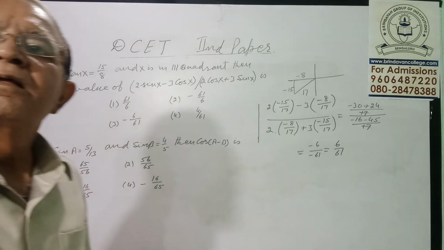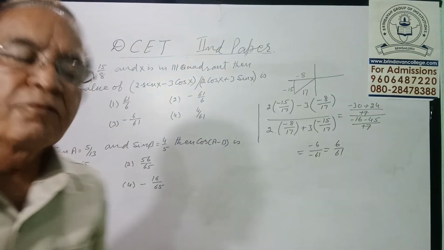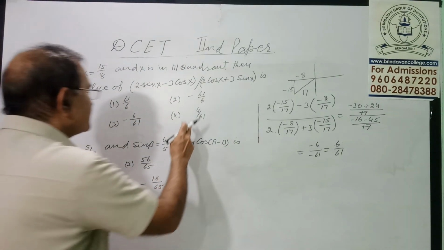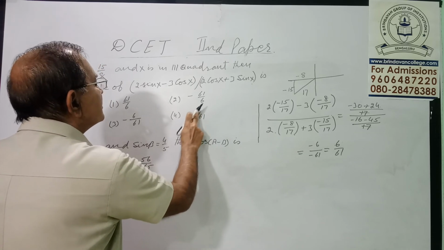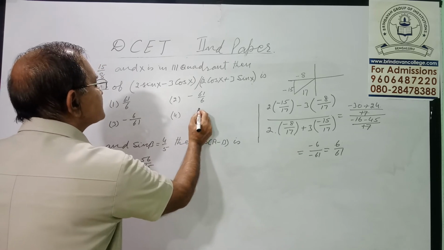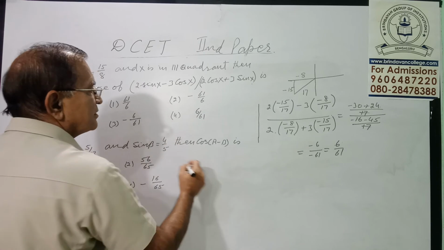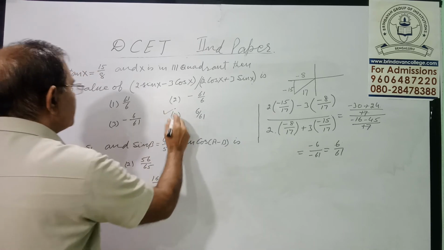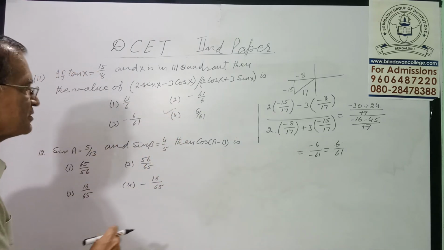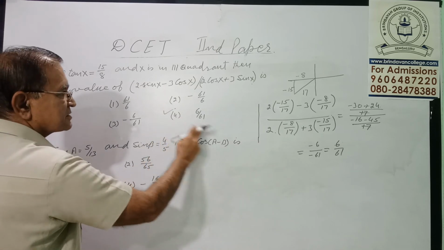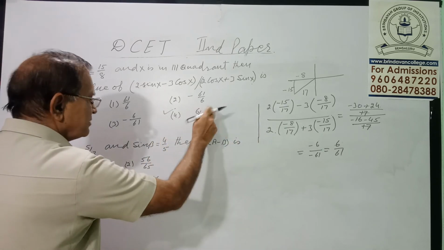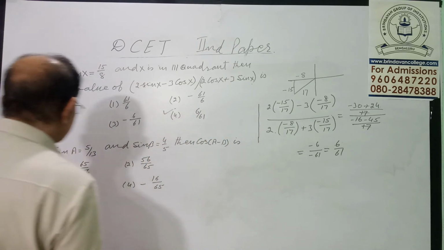The fourth answer I have written here wrong. It's not 4 by 16, it is 6 by 61. So our answer is 4. While writing the options, the fourth option is 6 by 61. I have written by mistake 4 by 8.